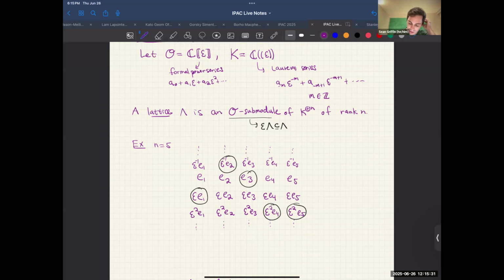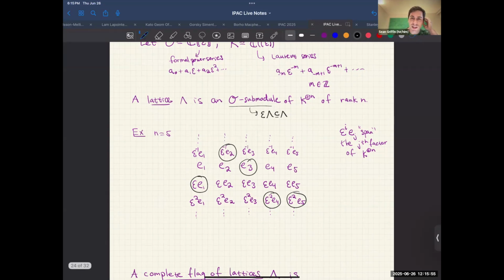And here, epsilon to the i, e_j, those span the jth factor of this vector space as i ranges over all integers. So to specify a lattice, we can select one in each column, and then when we take the O-span, it's basically just taking the down set. All epsilon powers higher than those.